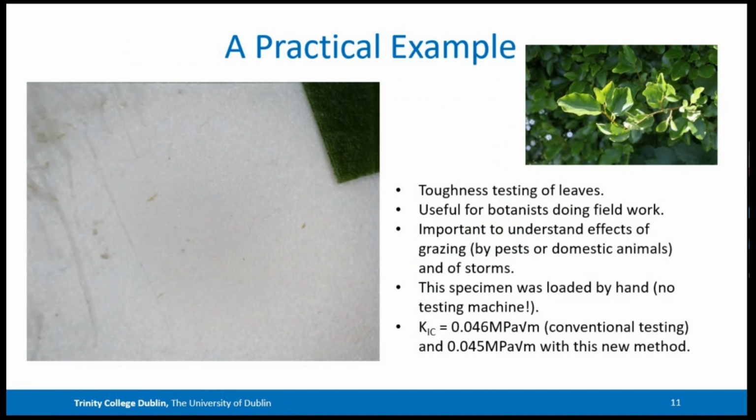So why would you want to do that? Well, imagine you're a botanist wandering around in the jungle, and you find some leaf, and you want to know the toughness of the leaf. And they do this, actually. It's quite important. Toughness of leaves is quite important for ecological analysis. But you don't happen to have an Instron testing machine with you, so what are you going to do? So the specimen that you saw there was actually loaded just by me taking it in my hands and pulling it in front of the camera, right? Didn't need a testing machine.